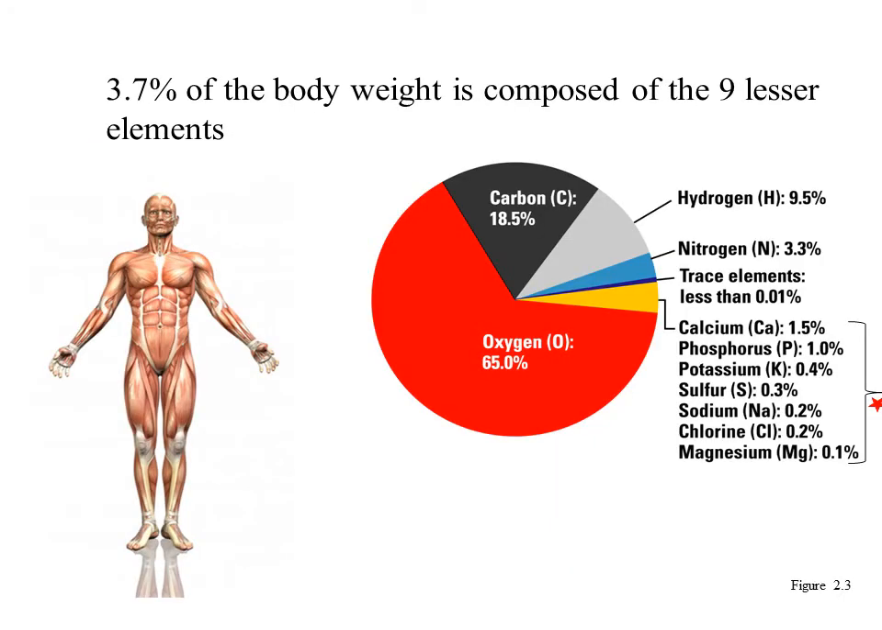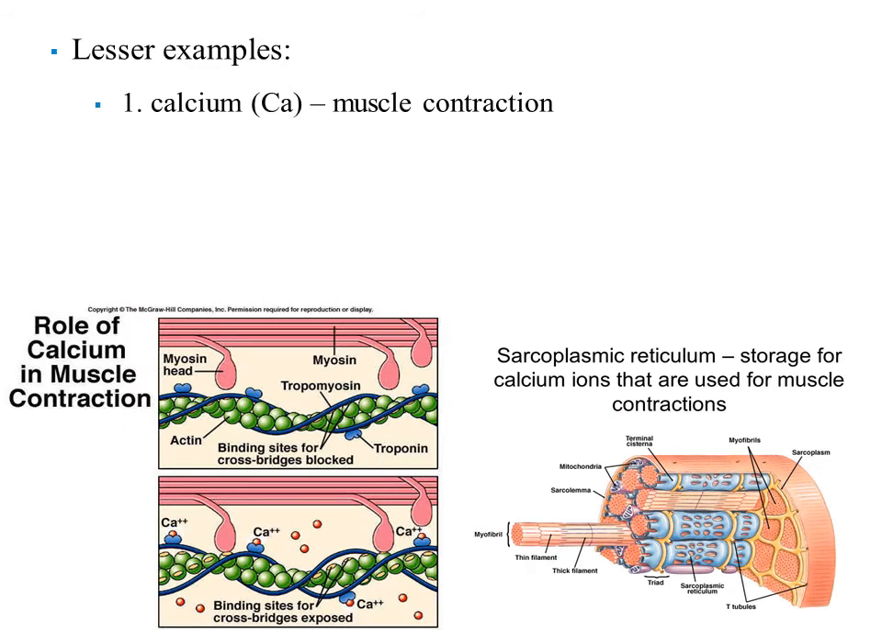The next category is lesser elements. It makes up 3.7% of the body weight. Some of these are calcium, phosphorus, potassium, sulfur, sodium, chlorine, and magnesium. The first of the lesser elements we will discuss is calcium. Calcium is involved in muscle contraction.